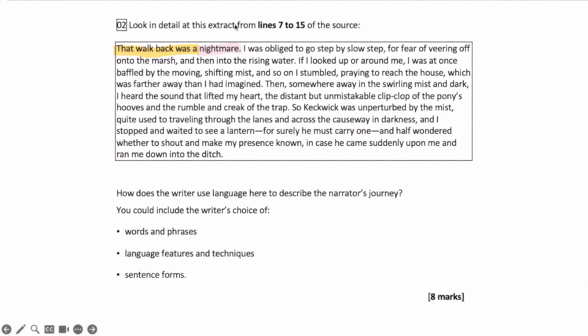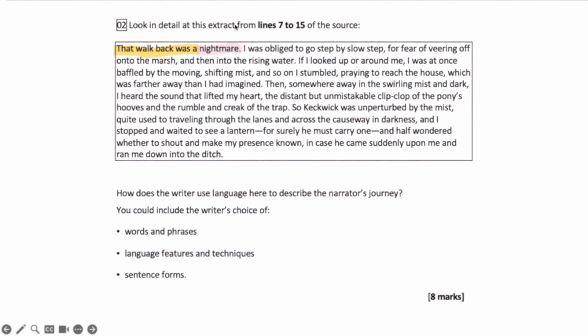Nightmare. Now that's a deliberate choice, isn't it? The writer could have just written that walk back was tough, but the word nightmare is chosen for a specific reason. And it's an example of figurative language, which is what bullet point 2 is all about, language features and techniques. It's an exaggeration or hyperbole that amplifies the difficulty and chaos of the journey back. By choosing the word nightmare, the writer instills a sense of dread and extreme discomfort, helping the reader to empathise more deeply with the ordeal experienced. And it's a metaphor, isn't it? Because the journey was not literally a nightmare.